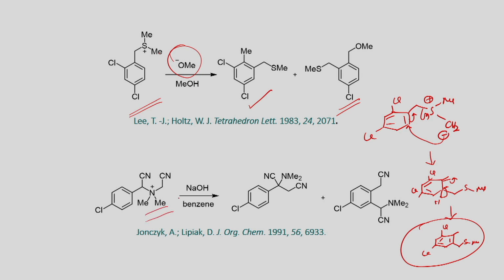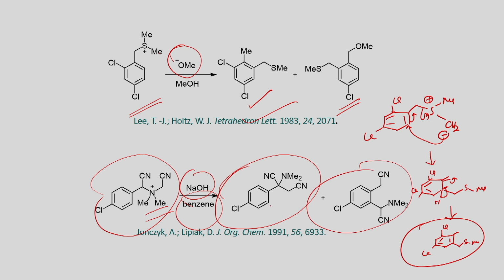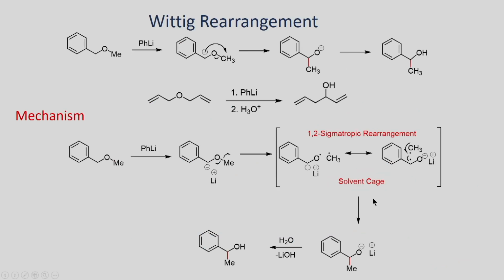Another example shown here: when you react this compound with sodium hydroxide in benzene solvent, as we have just seen, it can undergo rearrangement to give this product. Now, let us look at the rearrangement of the benzyl methyl ether, as we have just seen in the Stevens rearrangement. Here, when you react with base, the use of phenyllithium is shown, which can deprotonate, and you will be able to form this anion. This can undergo rearrangement to give this alkoxide, which on protonation gives this benzylic alcohol as the product.